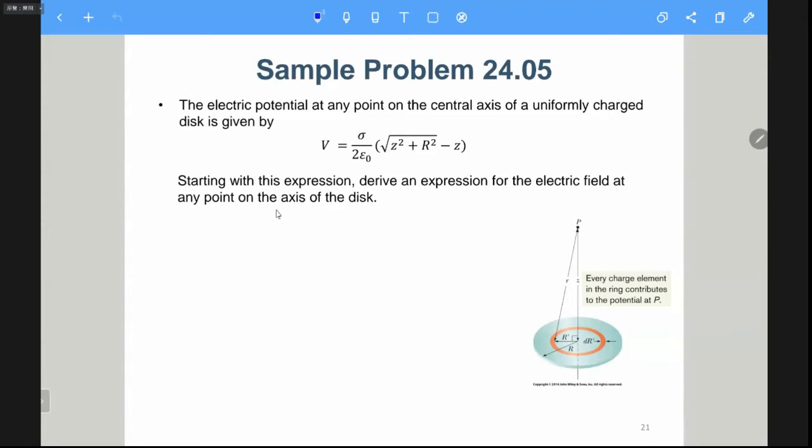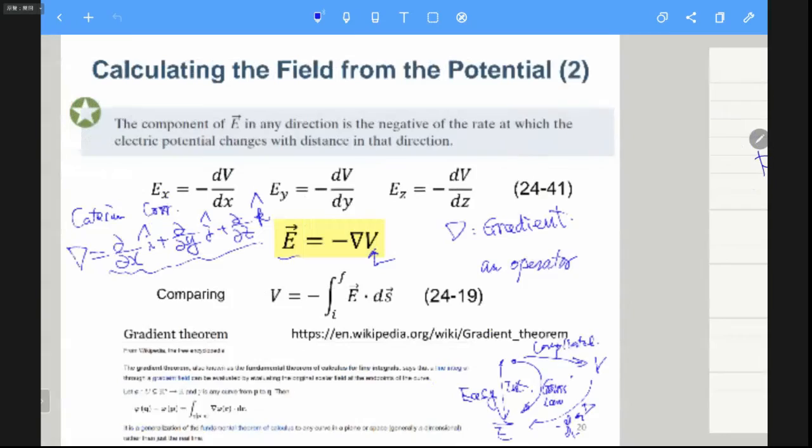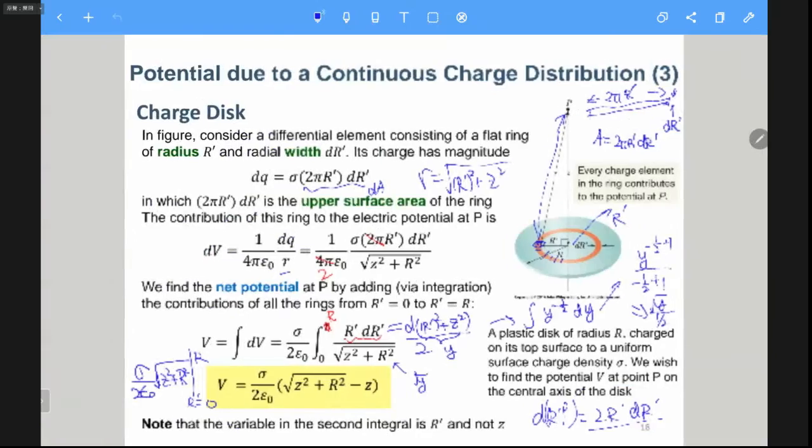Yeah. So here, let's take a look at this sample problem. Here we have a charged disk. The electric potential at any point on the central axis of the uniform charged disk is given by this expression. Actually, we derived it a few pages ago. I think here, yeah, this one.